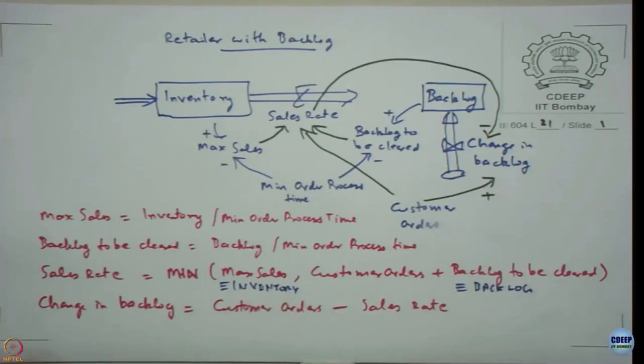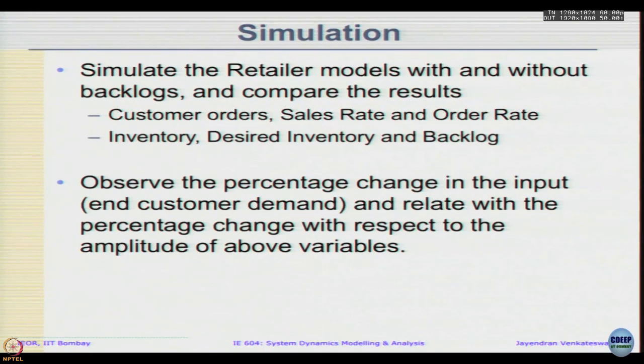So, this max sales and backlog to be cleared comes in only for units to avoid units error. Please incorporate this model. Then this is what I want you to do: simulate the retail model with and without backlog and compare the results. For the with-backlog case and the without-backlog case, create a graph of customer order, sales rate and order rate in a single screen.